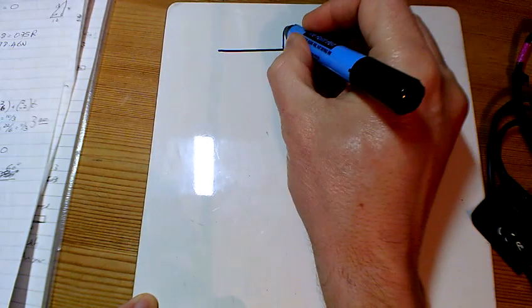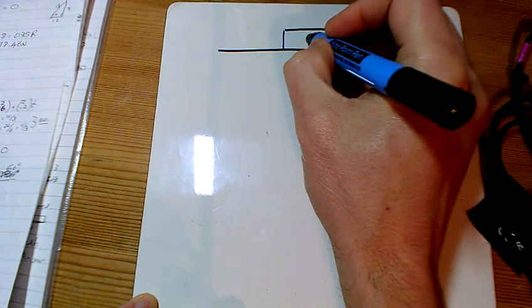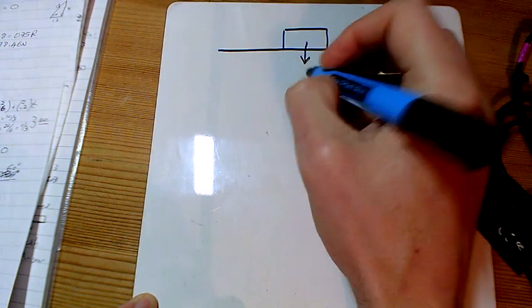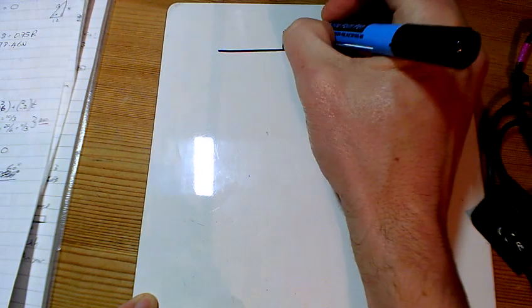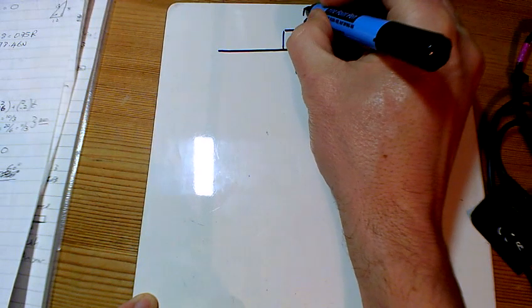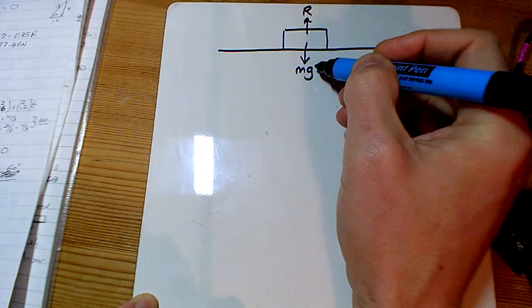Question 22. Actually quite a lot to do here, even though it's only the second one. We've got our box here. It's nice and flat here. And we've got its mass, taking it down with mg. We've also got a normal reaction here coming up.